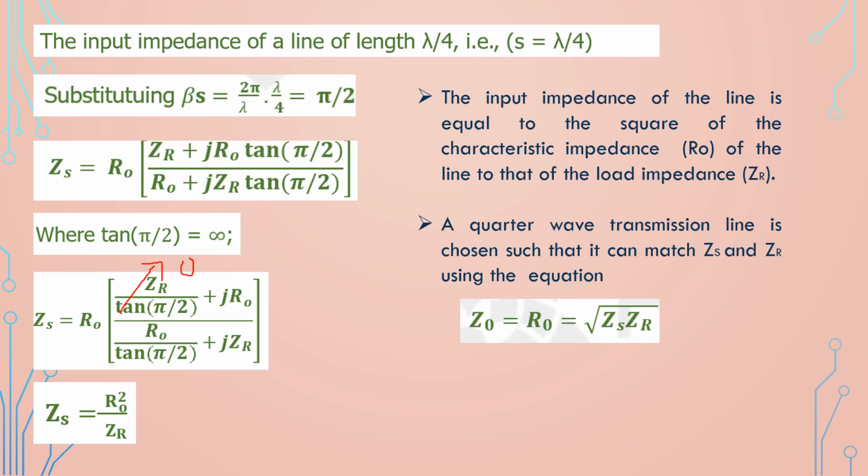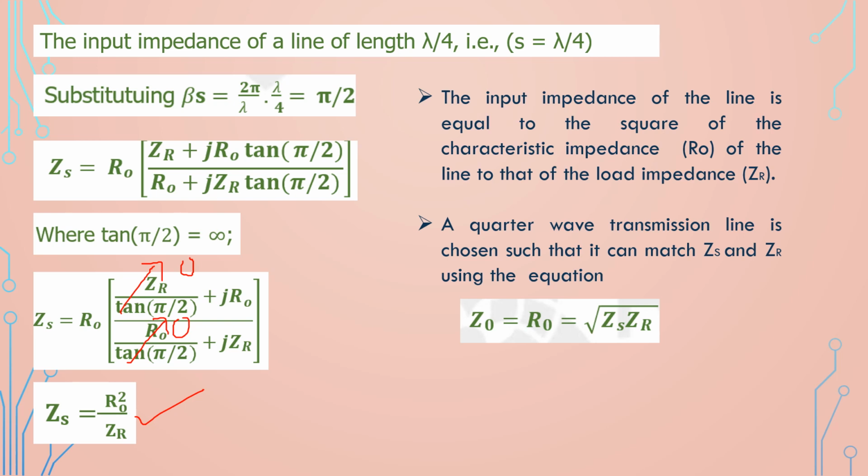Here you have jR0 by jZr. j gets cancelled, so I have R0 by Zr. There is already one R0 outside, so R0 into R0 is R0 square by Zr. So this is the input impedance of a line when a quarter wave line is used between the source and the load.